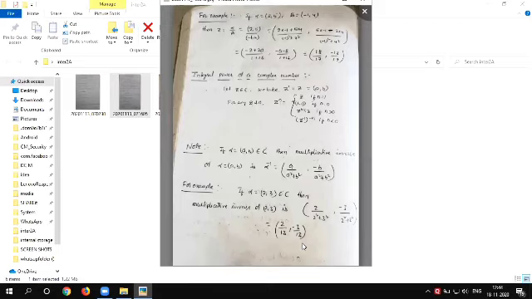Simple. Okay, tomorrow we will discuss the problems and the definitions of these two total definitions.